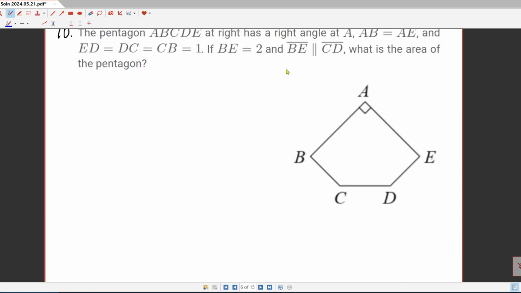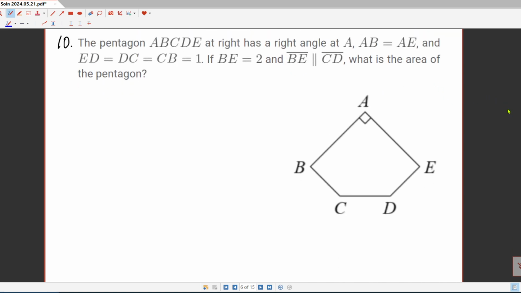Number 10. The pentagon ABCDE at right has a right angle at A, and given that AB equals AE and ED equals DC equals CB, which is 1. It says if BE equals 2 and BE is parallel with CD, what is the area of the pentagon?